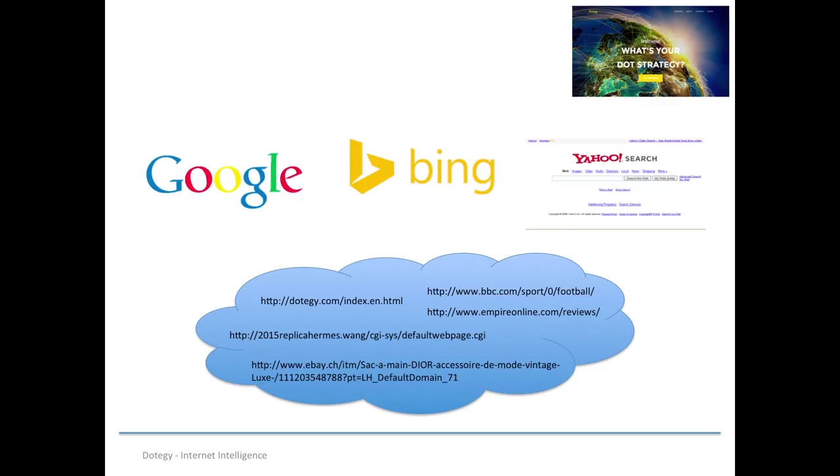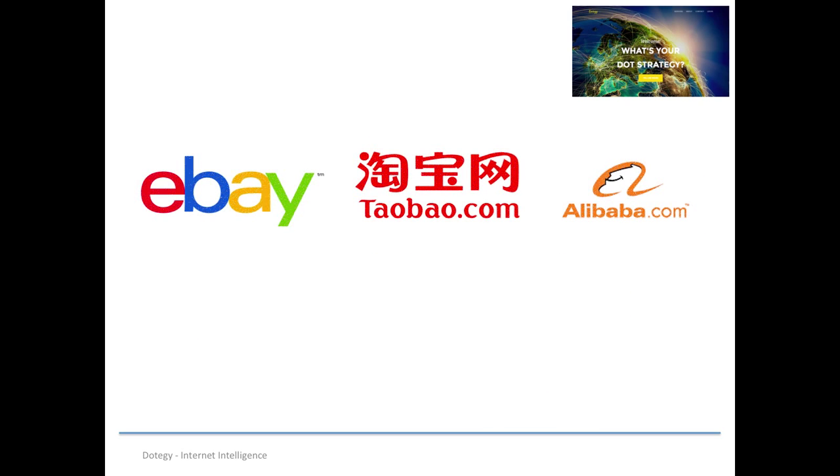So now if we have search results that Google can provide, plus the historic domains already registered that we want to keep an eye on, and the new gTLDs that someone might be registering, what's left? Well, what about the marketplace sites such as eBay, Taobao, Alibaba? Well, again, these are just more sources of information.